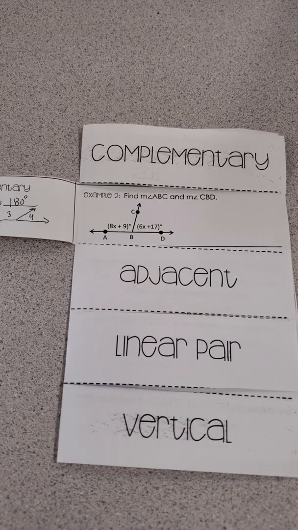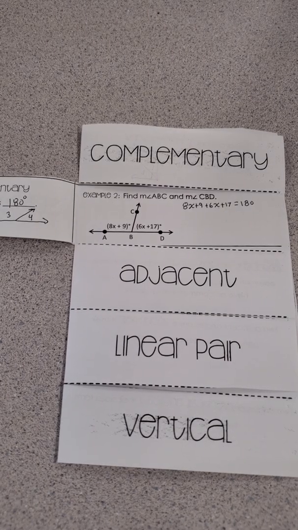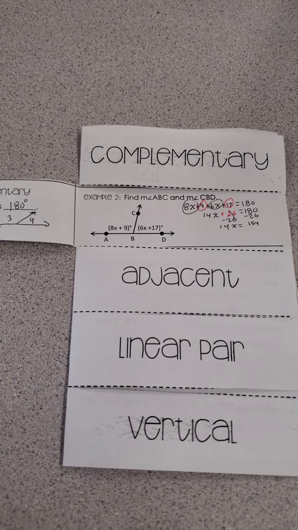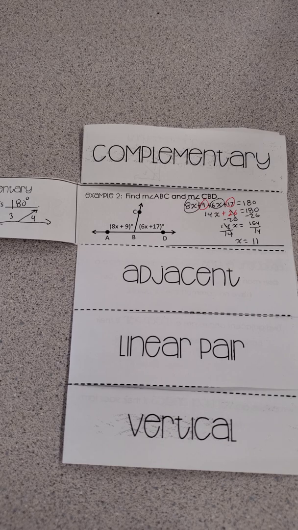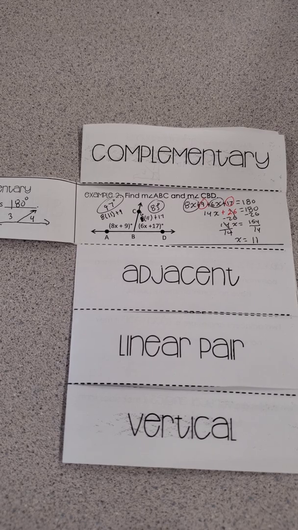So we're going to do the supplementary example, which we know adds up to 180, so we need to take those two angles and add them up and set them equal to 180. Now that we have our equation set up, we combine our like terms and get 14x plus 26 is equal to 180. We subtract 26 on both sides and get 14x equals 154 and divide by 14 on both sides. And now x equals 11. But again, it asks us to find each angle, so we need to plug it in. We plug our 11 in for x, and we get 97 for angle ABC and 83 for angle CBD.